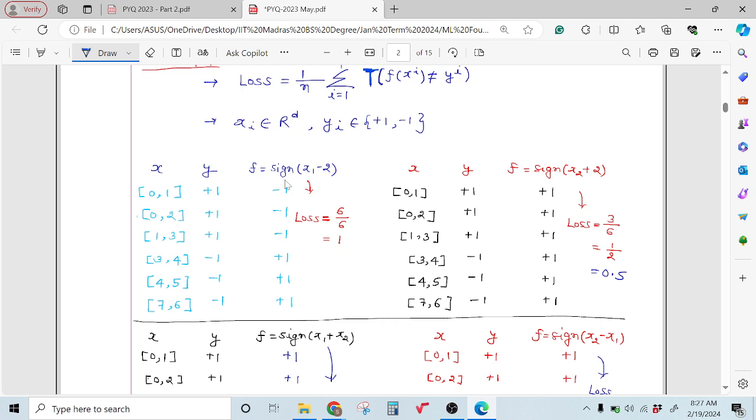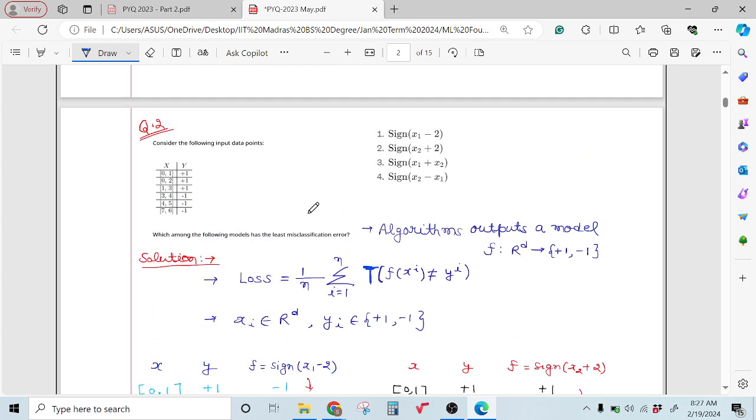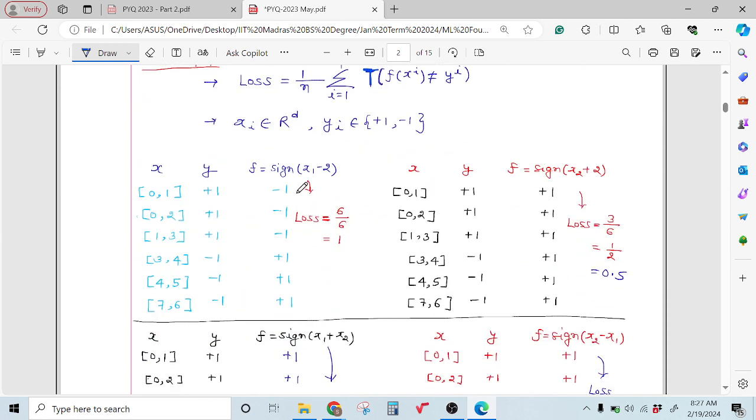So if there are inputs 0, 1, and it is given y is equal to plus 1, plus 1, plus 1, and for the remaining 3 it is minus 1, minus 1, minus 1. So consider the first option, sign(x1 minus 2). The sign will result either plus 1 or minus 1. If the value of the function is positive, then it will result plus 1, and if the value of the function is negative, then it will result minus 1.